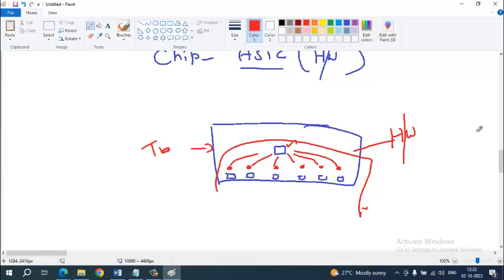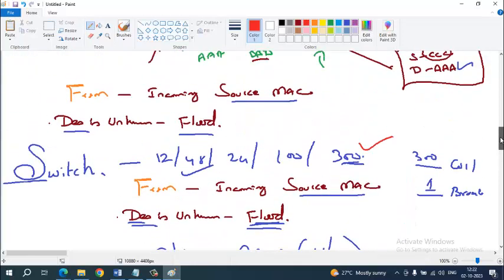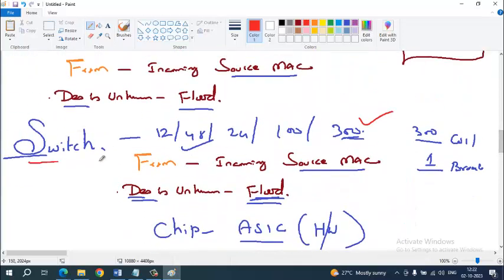So more chipsets, more capable; more ASICs, more capable. That is why switches are supporting a big number of ports.